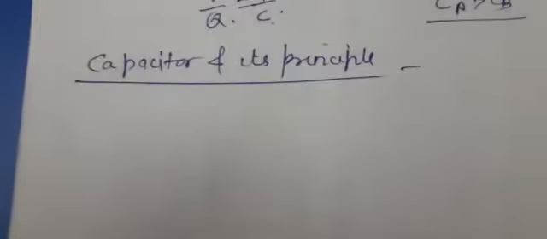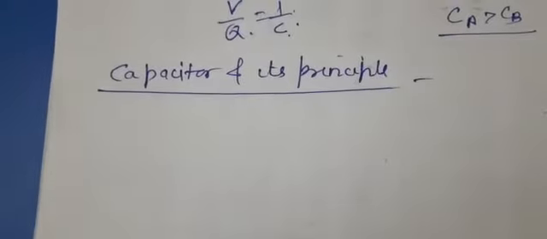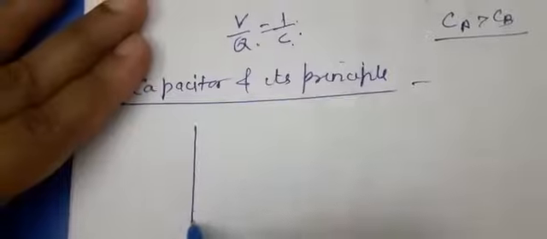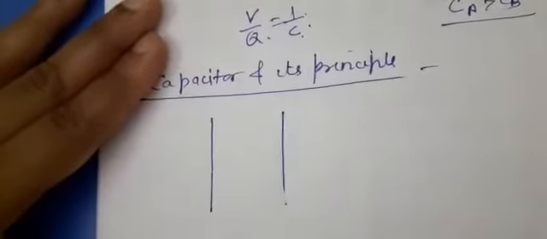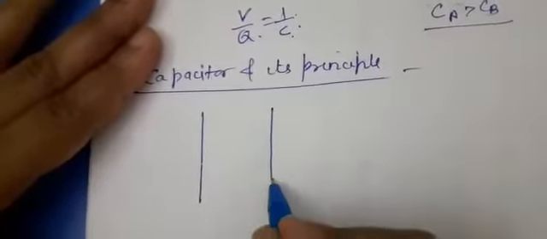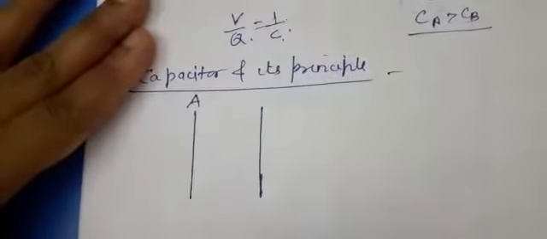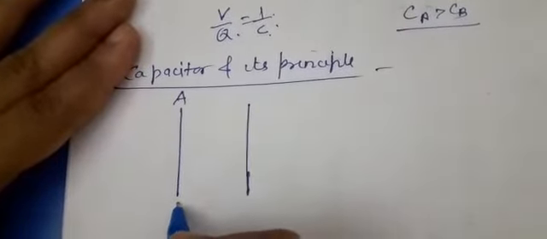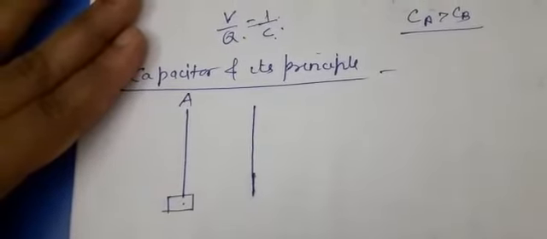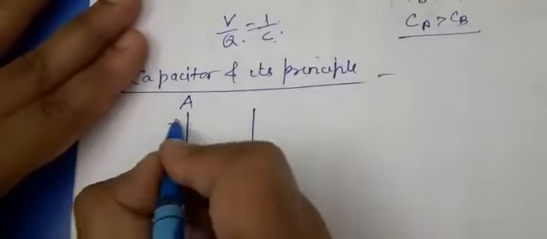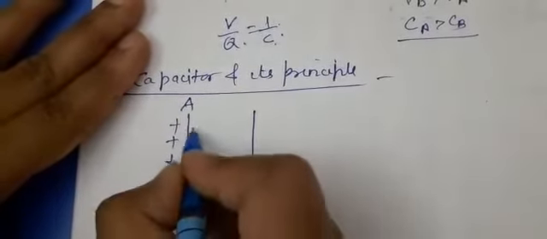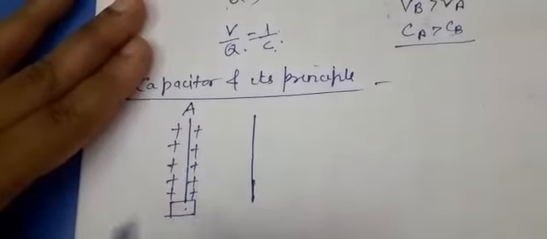Now the next topic which we have to start is capacitor and its principle. So basically a capacitor is an arrangement to store charge and electrical energy in a small space. Let a capacitor consist of one conductor A on this insulating stand, and let by certain means some charge be given to it. Let some positive charge be given to it.